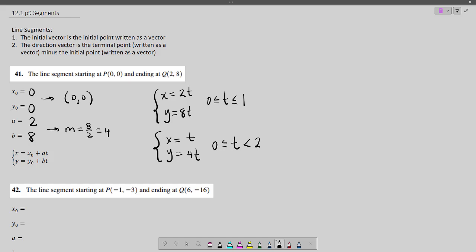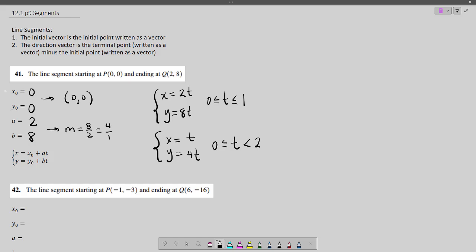Yeah. So there's 2 different parameterizations. There's going to be an infinite number always, but here are 2 different parameterizations for the same exact line segment, going from 0, 0 to 2, 8. So notice that the 4, 1 thing is from right here. If we reduce this slope to 4 over 1, we could use the 4 for the y, the 1 for the x, and that will give us a different domain. Domain will go 0 to 2, though, instead of 0 to 1.